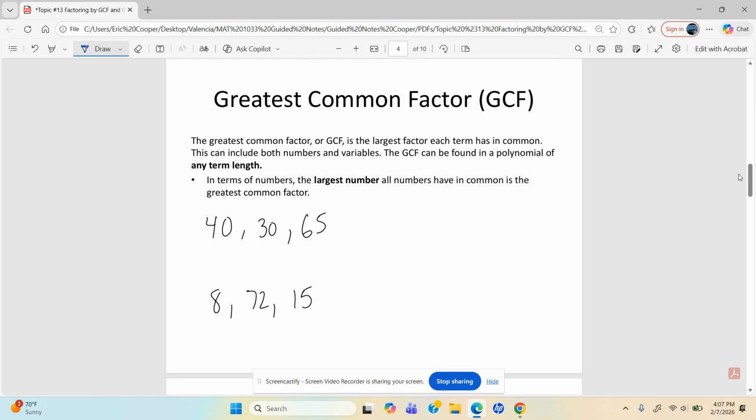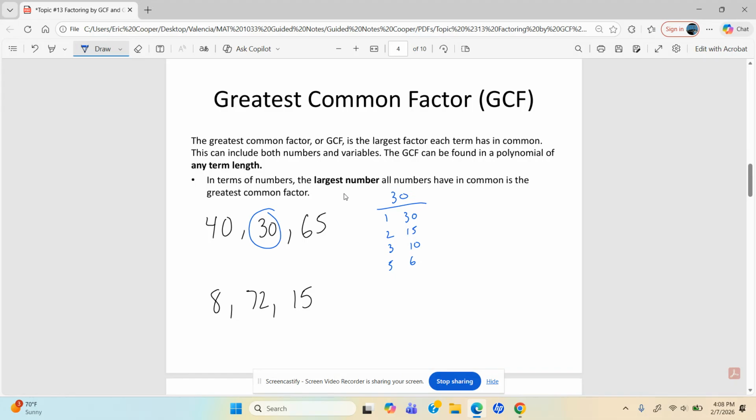In terms of numbers, the largest number all numbers have in common is the greatest common factor. So when I look here, I have 40, 30, and 65. I have to find the biggest number that can go into all three of these. One skill that we like to do is take the smallest number and find its factors and see which one is the biggest that goes into all three. So when I look at 30, I know, for example, that's 1 times 30, or 2 times 15, or 3 times 10, or 5 times 6. So these will be my potential items, and I'll start from the biggest number, and I'll go to the smallest.